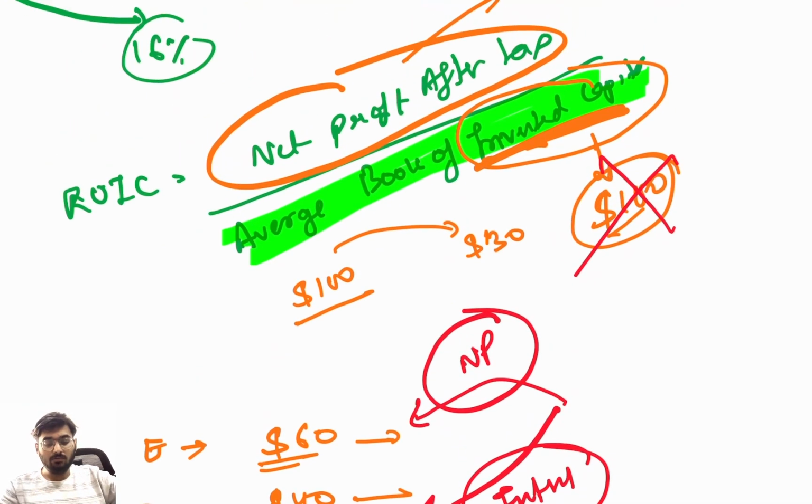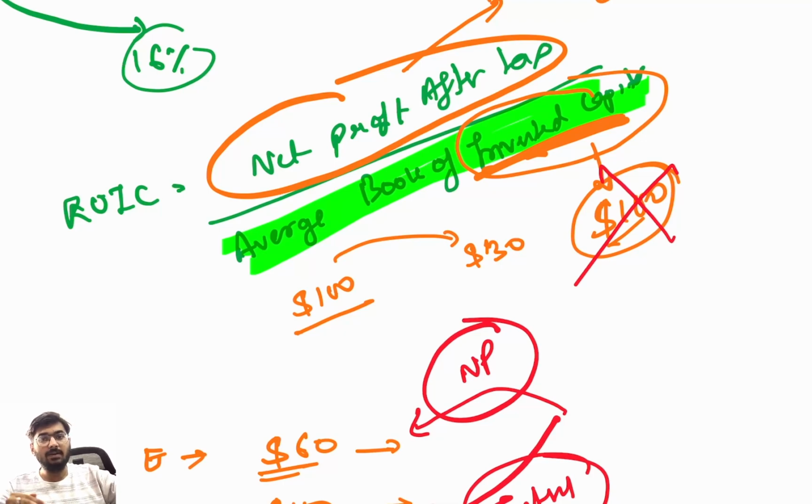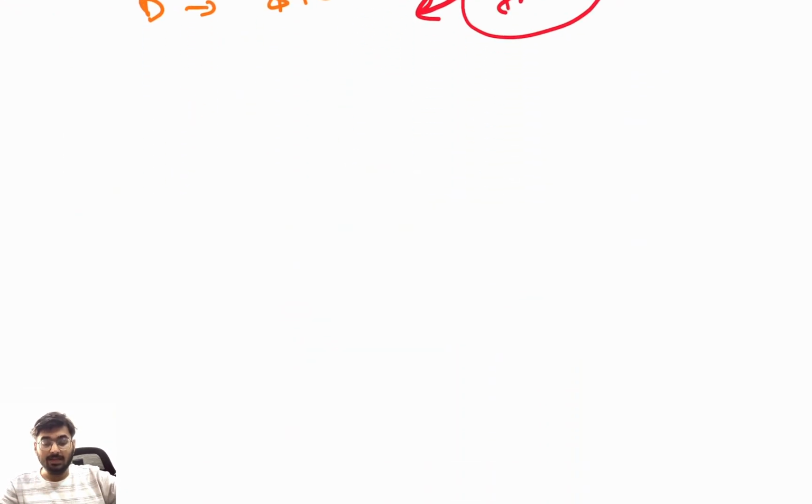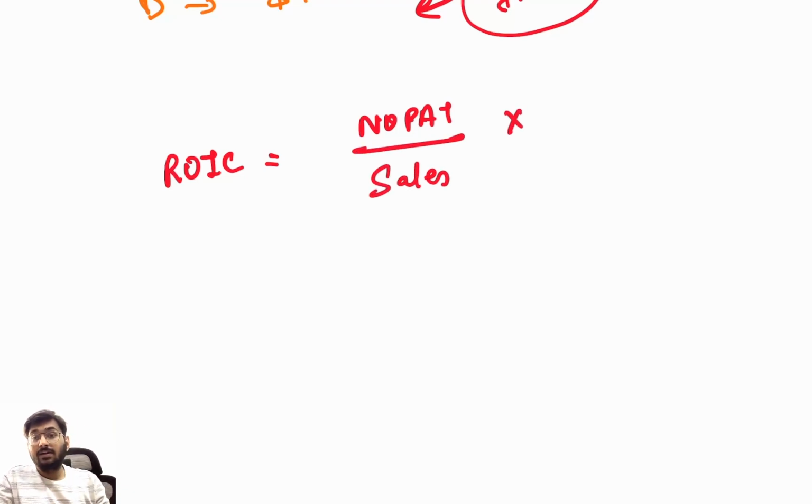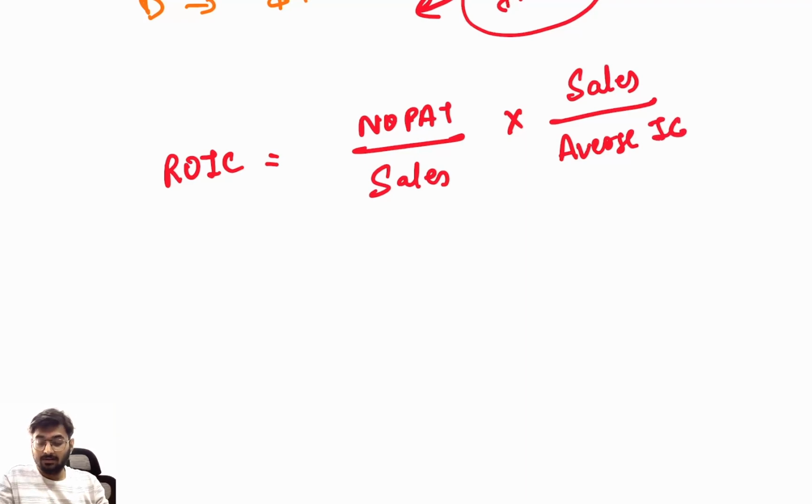Clear? So one way to calculate the ROIC is this: net profit after tax divided by the average book value of the invested capital. Clear? But we have one more way to calculate the ROIC, that is NOPAT, net profit, divided by sales, multiplied by sales, divided by average invested capital. Clear? Net profit after tax over average capital, sales will cut down. Clear?